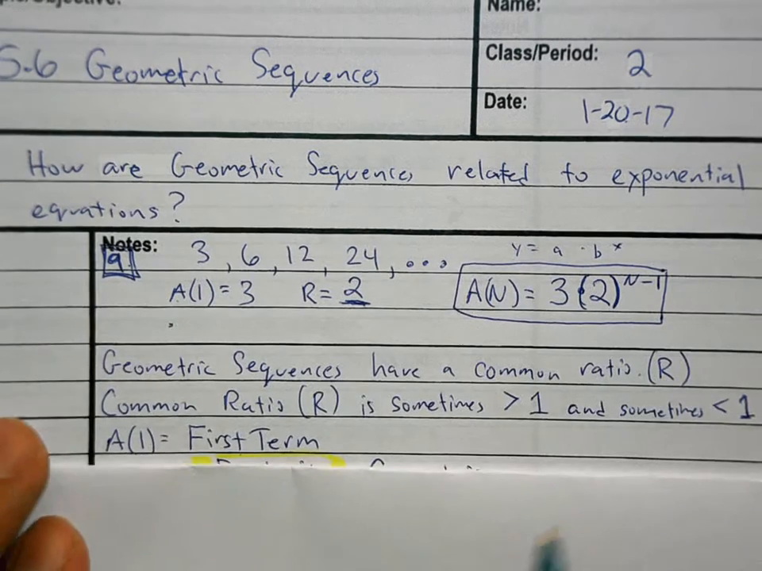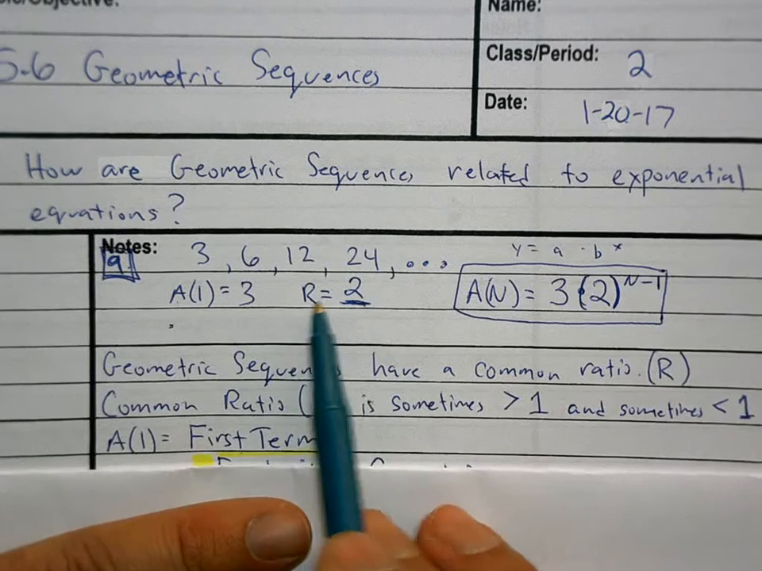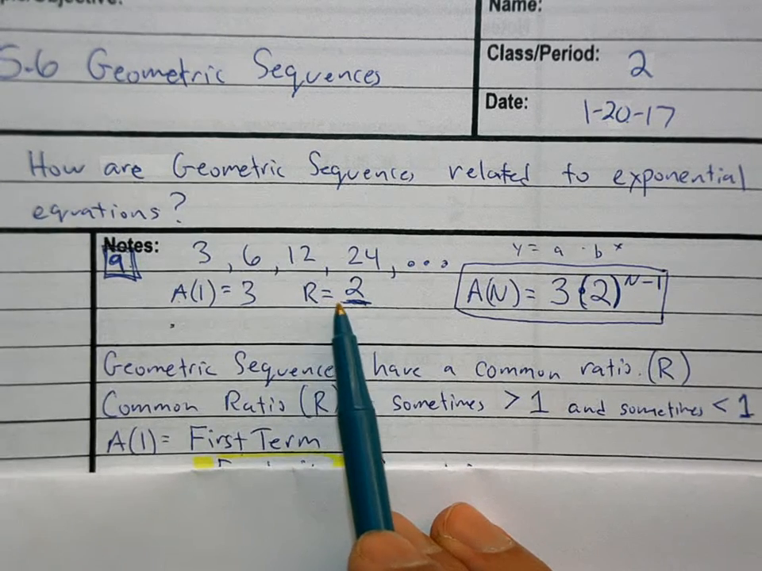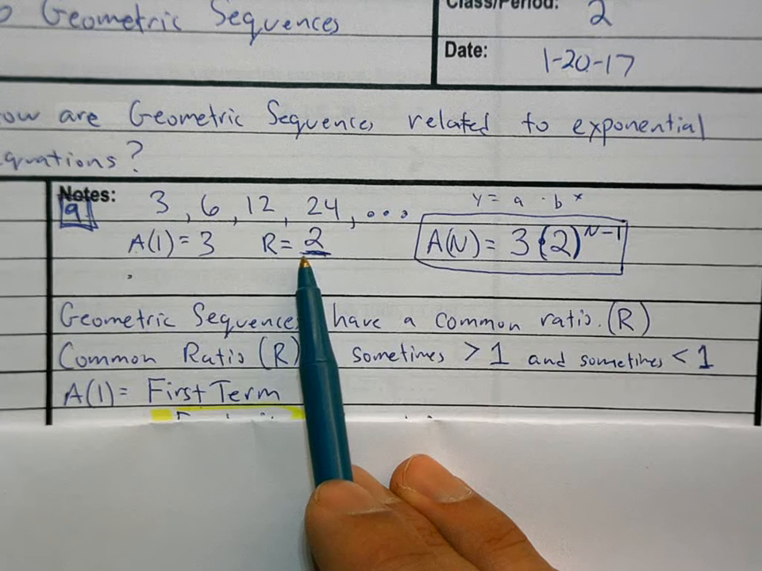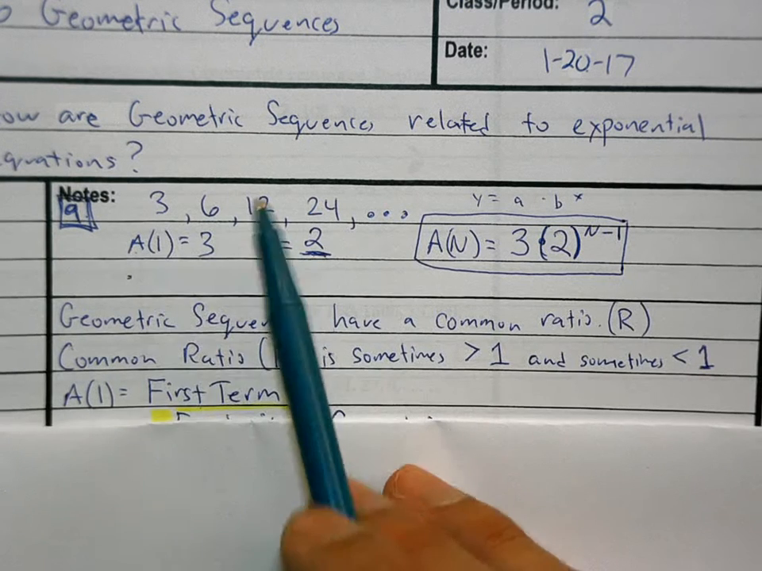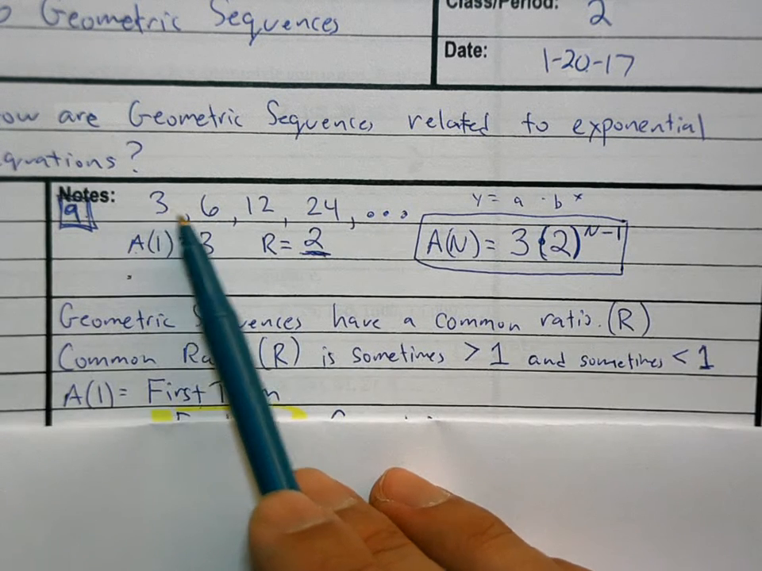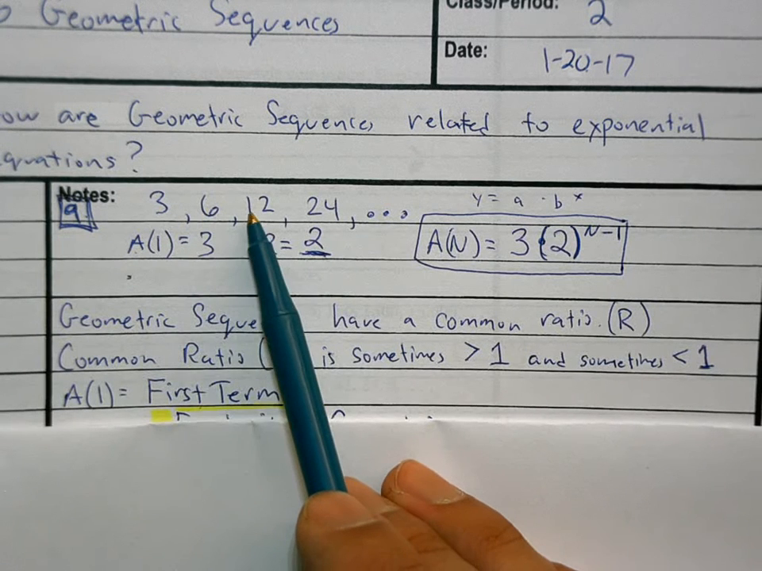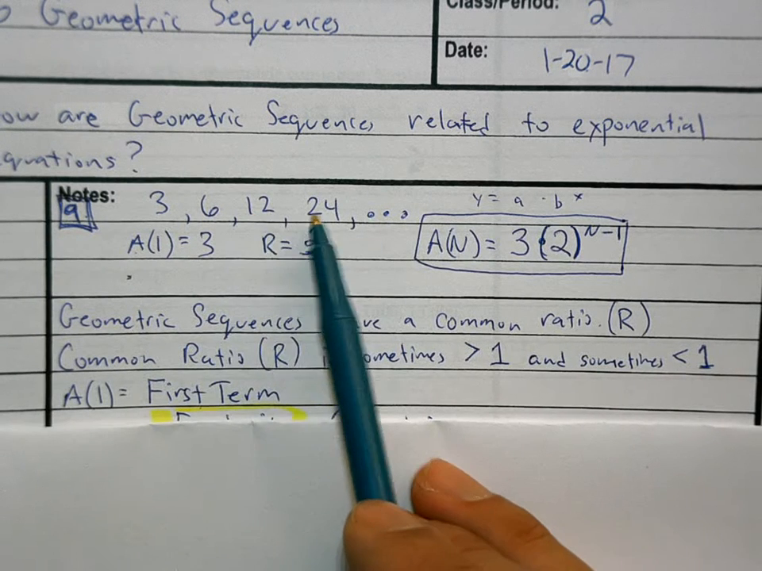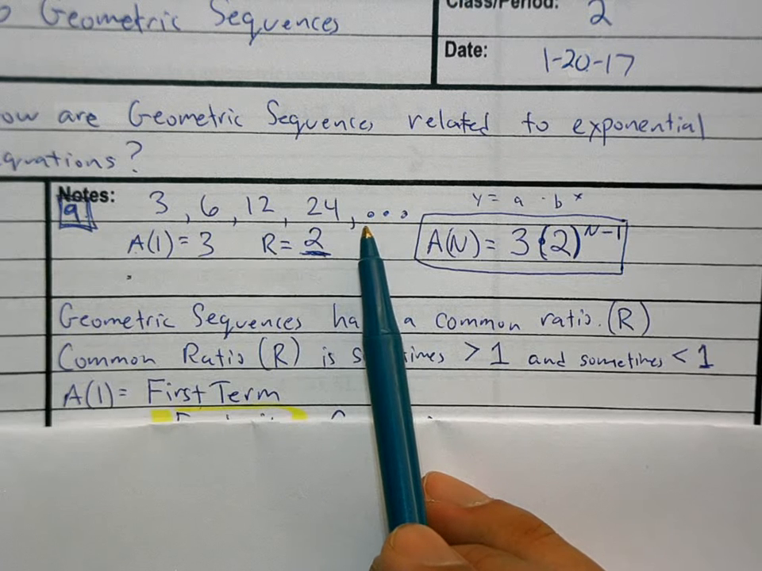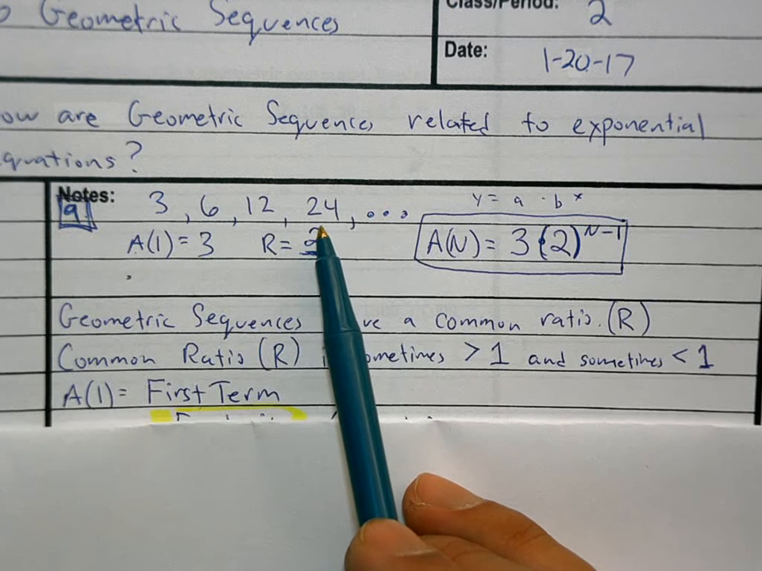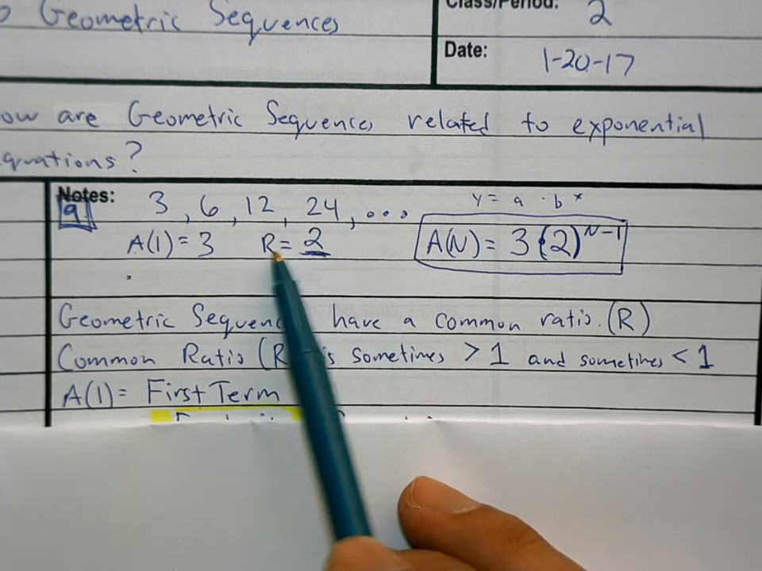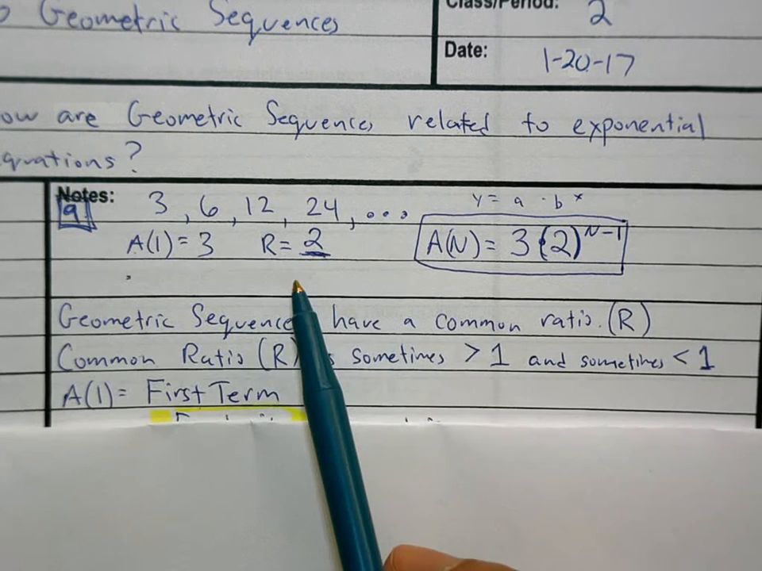I also know what R is. R is the same thing as 2. And what that means is, what are we multiplying by to get to the next number? 3 times 2 is 6. 6 times 2 is 12. 12 times 2 is 24. That's how you got 48. You just saw it was multiplied by 2, or doubling, and that's what R was. R was equal to 2.